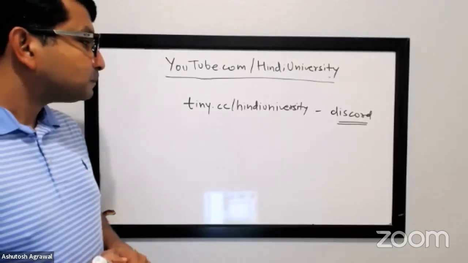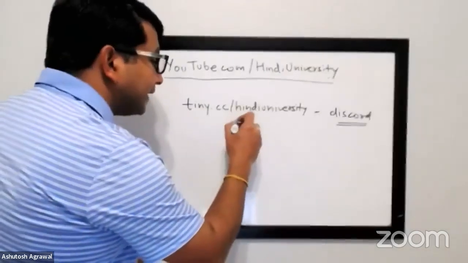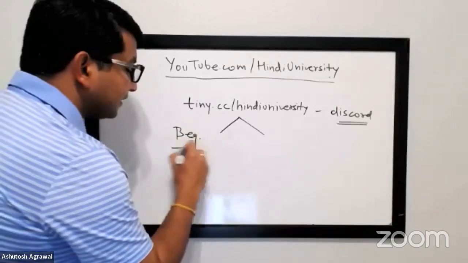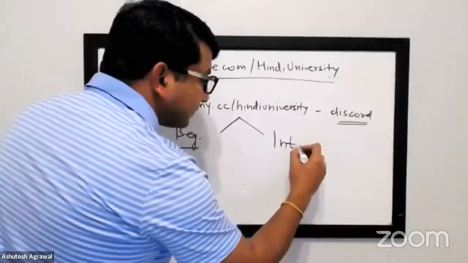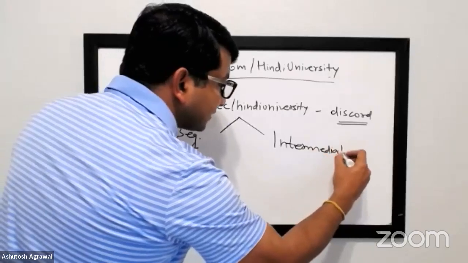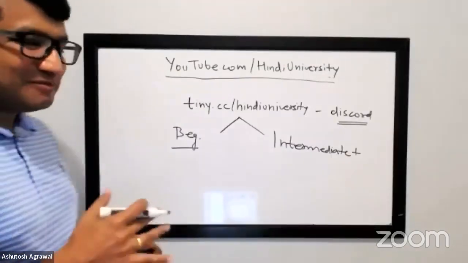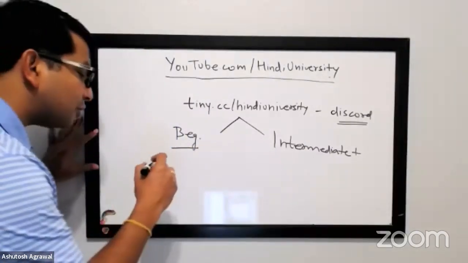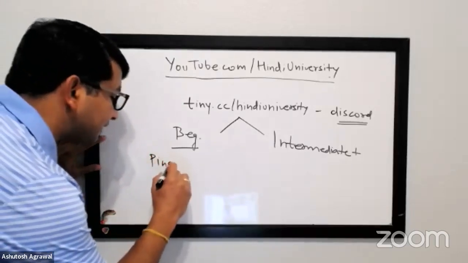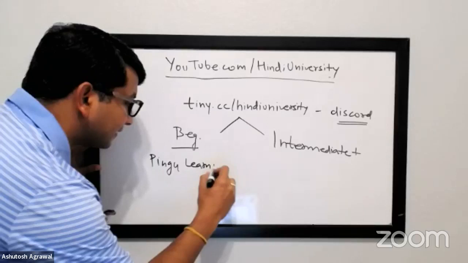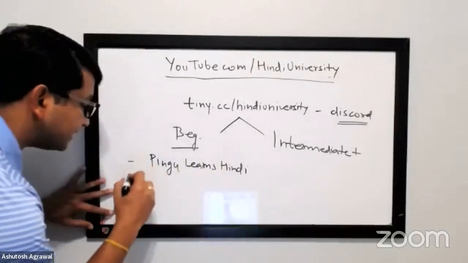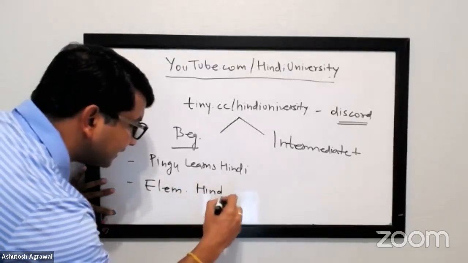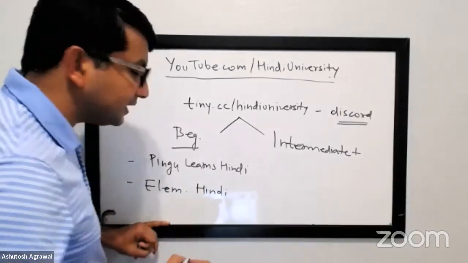With that being said, as you know, we are dividing the class into two different sections. The first half is really focused on the beginners level, and the second half is intermediate plus. I'm trying to make sure that I equally divide the time, but that's what I will strive for. For the beginners, we are focusing on two books. First one is Pingu Learns Hindi, and the second one is Elementary Hindi by Professor Richard Delacy. He's a professor at Harvard University for the Hindi language.